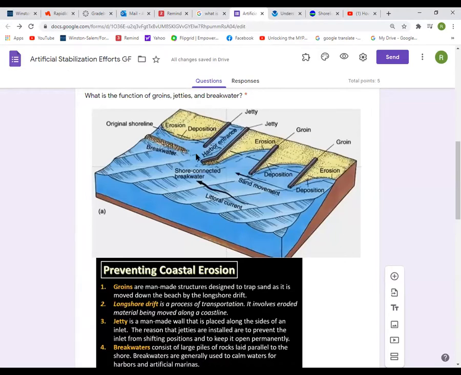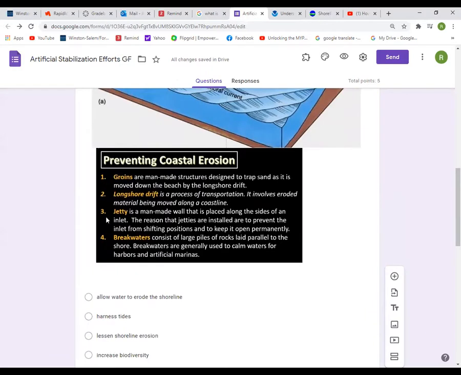Human beings have devised different ways to prevent the erosion of shorelines. And some of these things are shown in this picture. We have the breakwater, we have the jetty that protects the entrance of the harbor, and we have the groin. All of these are defined in this slide that I put in here.